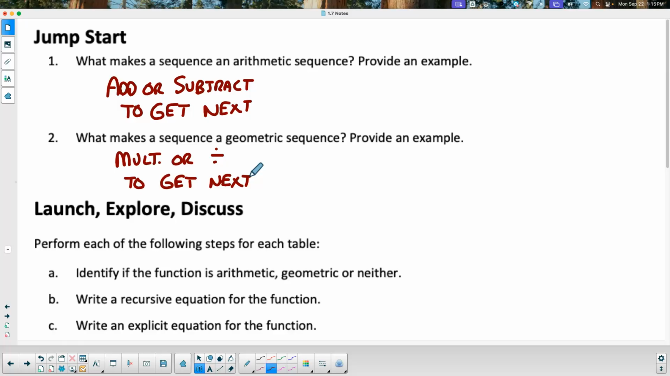So for all 5 of them today, first thing that we have to determine is if it is arithmetic, geometric, or neither. Okay? Which means if we don't add and subtract, or we don't multiply or divide to get the next term, that's a neither type of case. If there's some other pattern, that's neither. Okay? So that's number 1. Then, number 2, we got to find a recursive equation for it. And number 3, we got to find an explicit equation for it. Okay? All right, here we go.